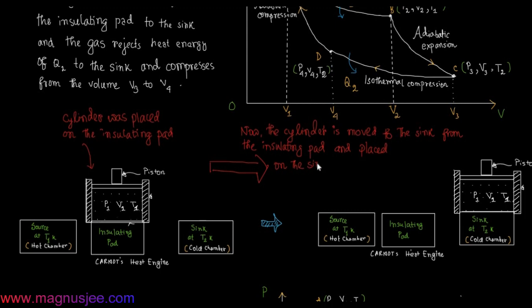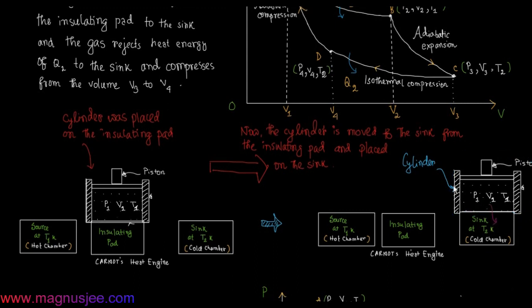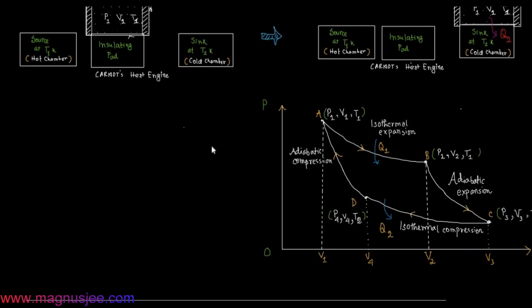The cylinder is moved to the sink from the insulating pad and it is placed on the sink. This is the cylinder in the diagram, which is placed on the sink such that the base of the cylinder is in contact with the sink, and in this case the ideal gas in the cylinder rejects Q2 amount of heat energy to the sink at the same temperature. The ideal gas at the temperature T2 Kelvin rejects Q2 amount of heat energy to the sink at the same temperature T2 Kelvin.